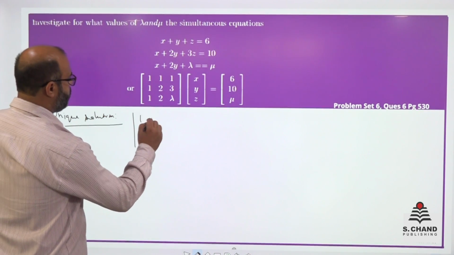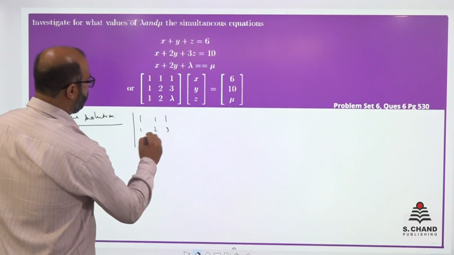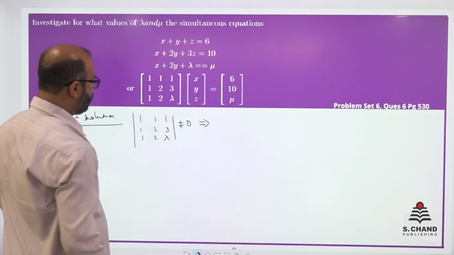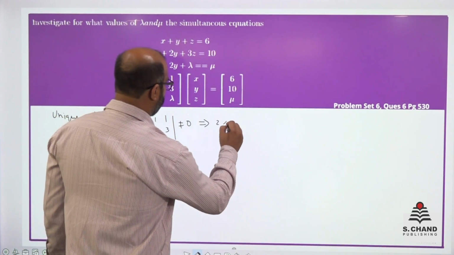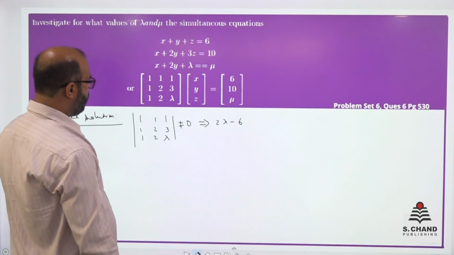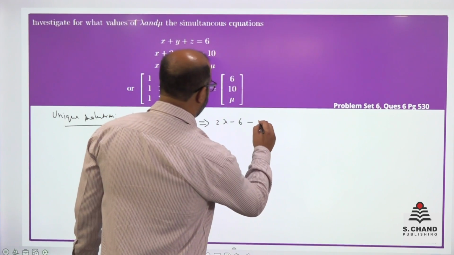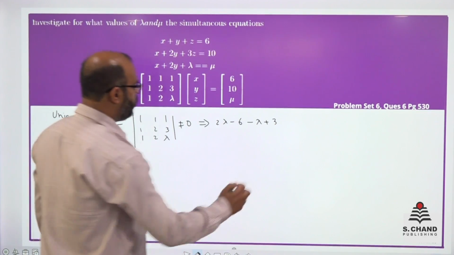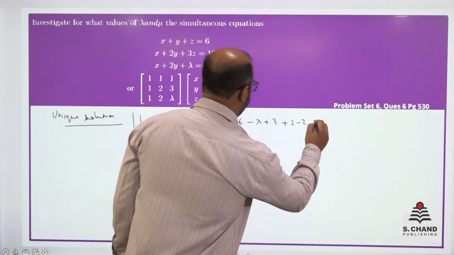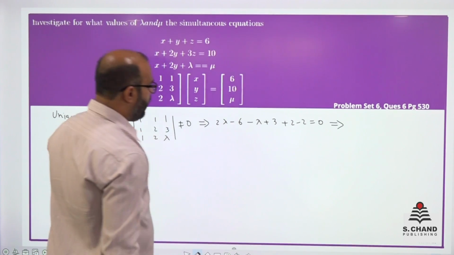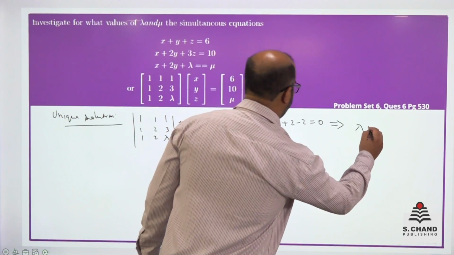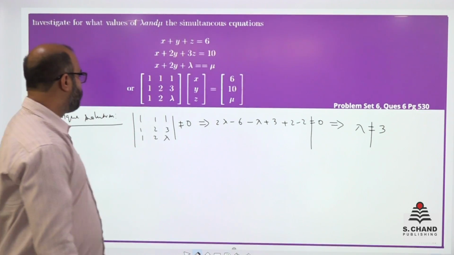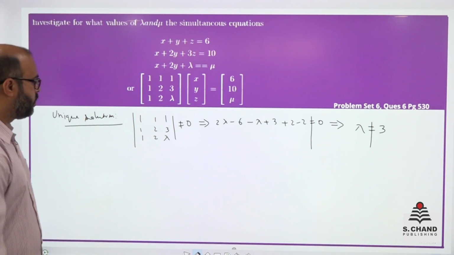If you take its determinant 1, 2, 3, 1, 2, lambda, this should not be equal to 0. So this is 2 lambda minus 6, then minus 1, lambda minus 3, so minus lambda plus 3, 1, 2, minus 2 is equal to 0. So lambda minus 3, so lambda is equal to 3. But it should not be equal to 0, so lambda should not be equal to 3. So this is the condition for unique solution.